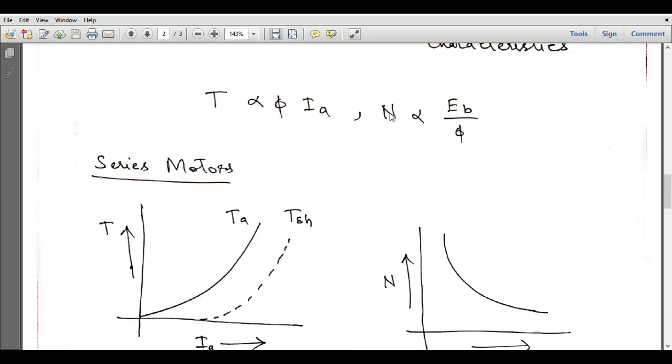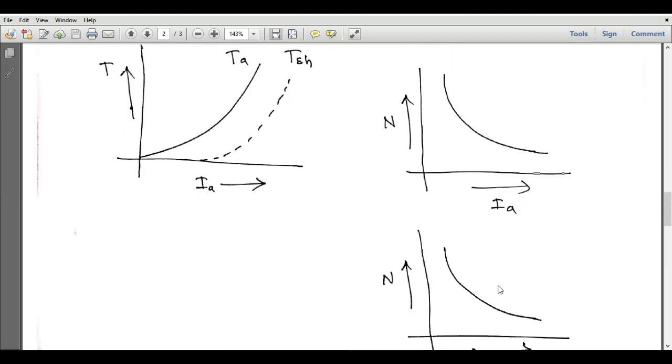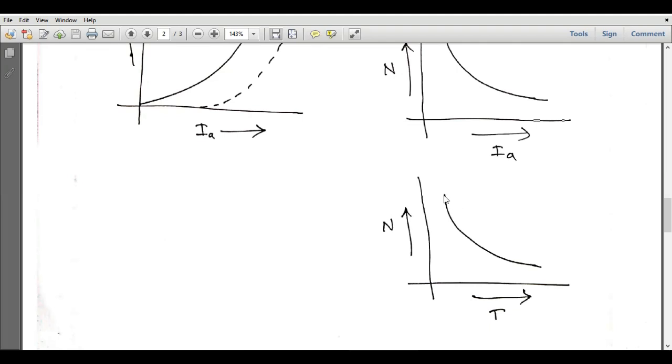Similarly, the speed is directly proportional to the back EMF and inversely proportional to the flux. If we draw a curve between speed and armature current, it will be somewhat like this, because armature current is equal to field current, and here the flux is proportional to the field current. So we can write field current over here, and field current is equal to armature current. So N is proportional to Eb divided by Ia. So N is inversely proportional to Ia. So we will get an inverse relationship between the series motor speed and the armature current. Now the last characteristic is the mechanical characteristic between speed and torque.